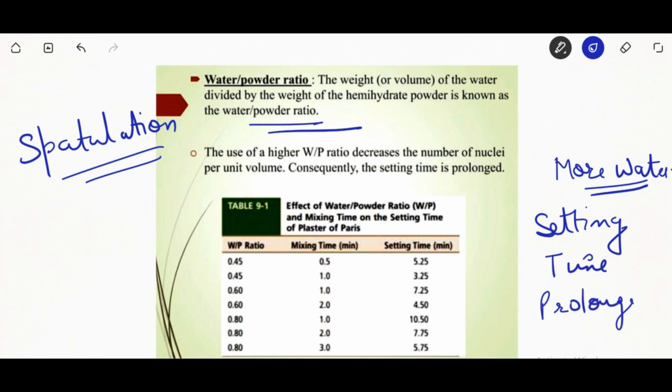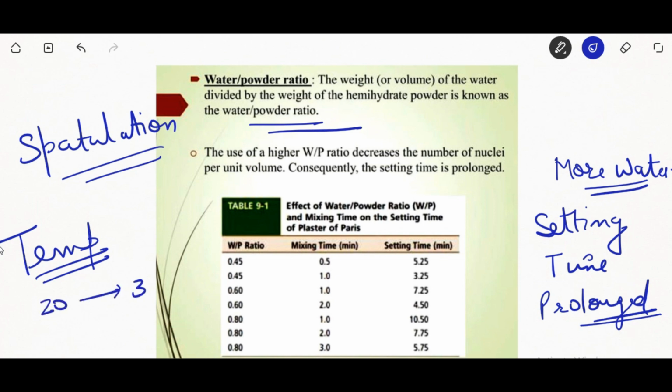Third is the temperature. On increasing from room temperature of 20 degrees Celsius to body temperature of 37 degrees Celsius, the rate of reaction increases slightly, so the setting time is shortened. If the temperature is raised above 37 degrees, the rate of reaction decreases and setting time is lengthened.